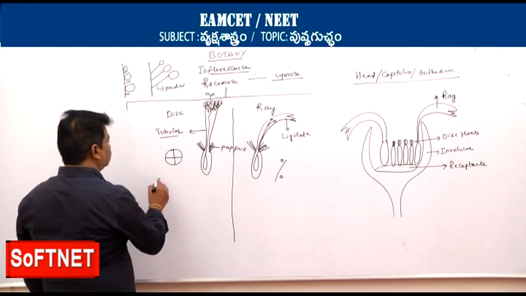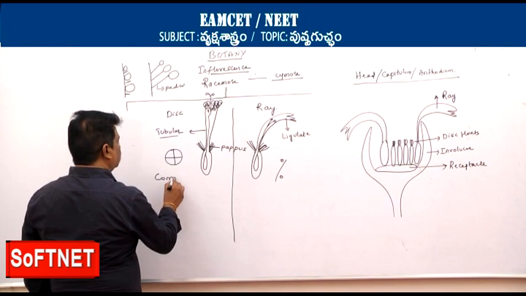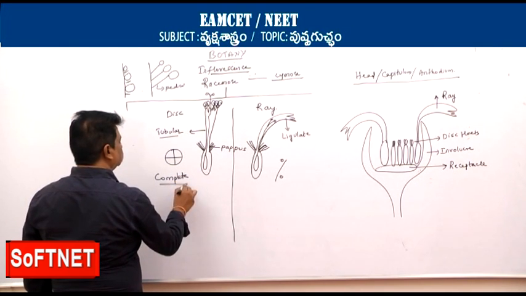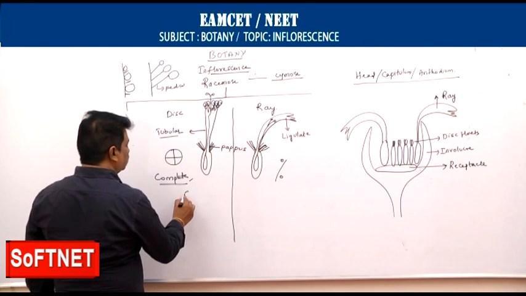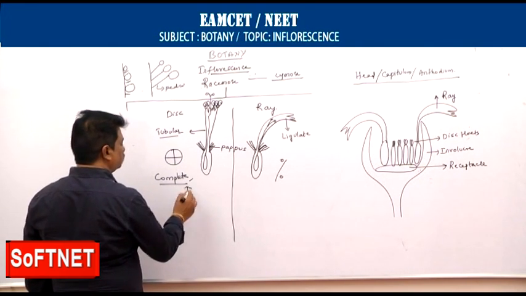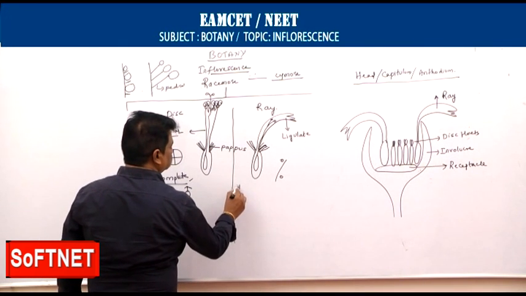And in disc florets, all four floral parts present. So disc florets are called complete. And both sex organs present. So disc florets are bisexual.